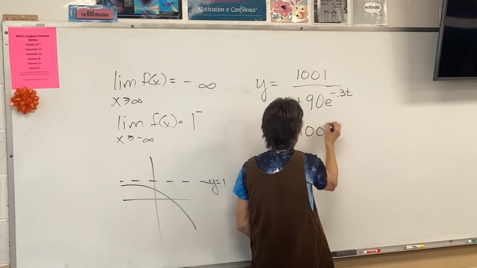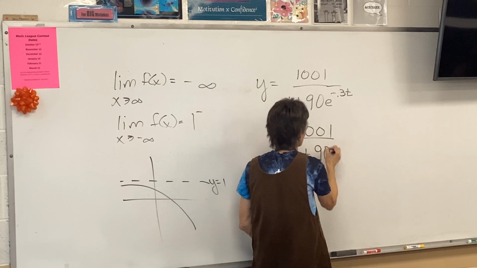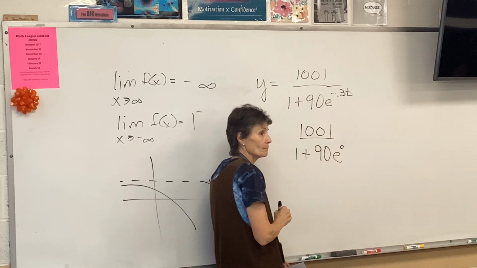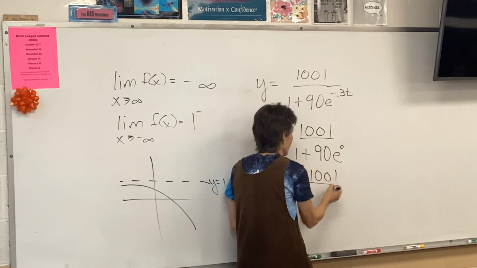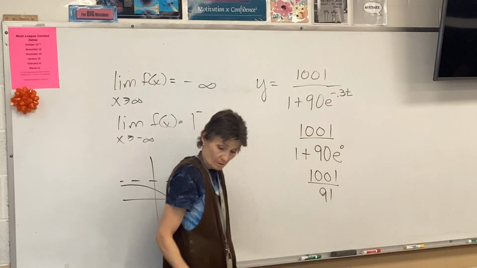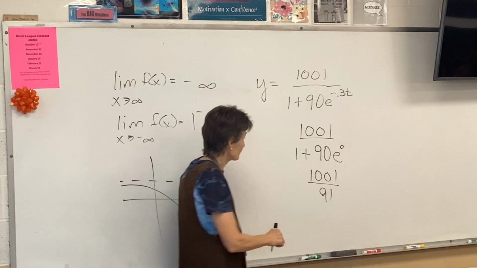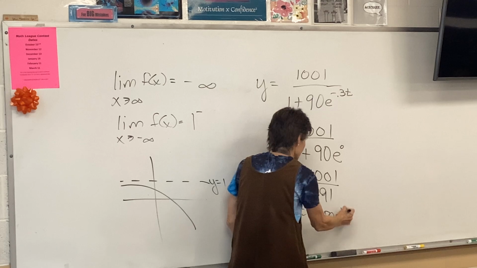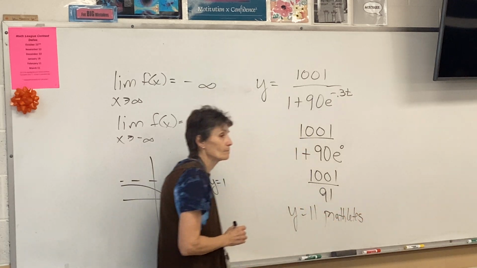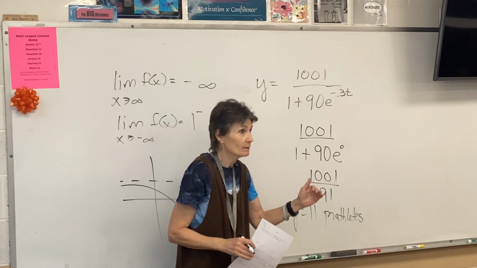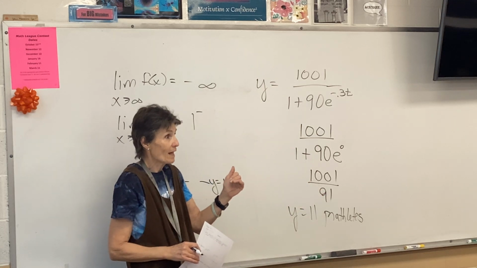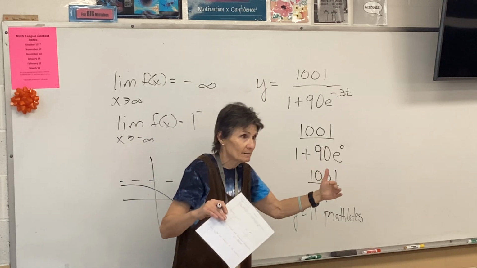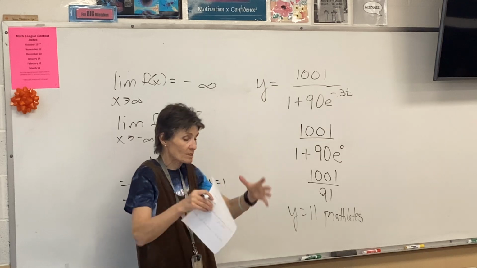What do I get when I put in 0 for t? So 1001 over 1 plus 90 times e to the 0? 91. So it's 1001 over 91? Yeah. Is that 11? So what is the initial population? 11 athletes. Okay, so let's make sure we're clear on that. How do we find the initial value? We let t or x be 0 because that's the beginning. That's time 0. That's the start.